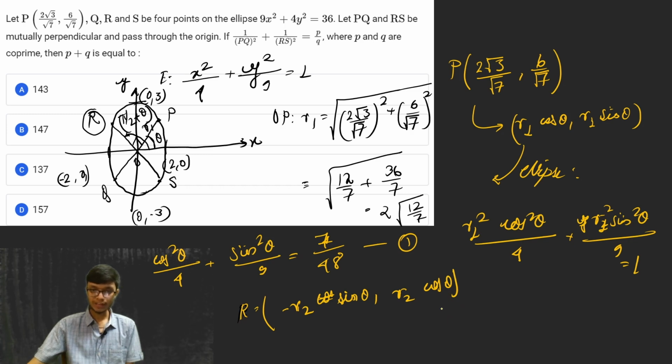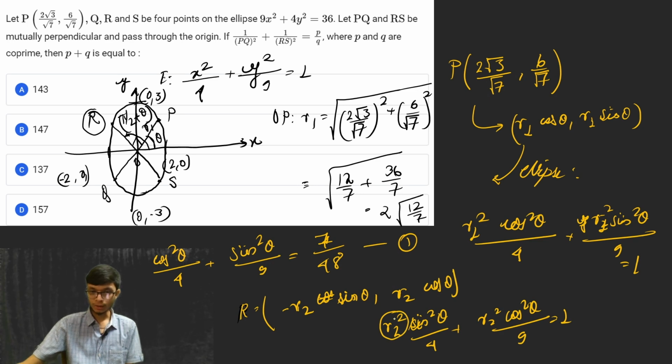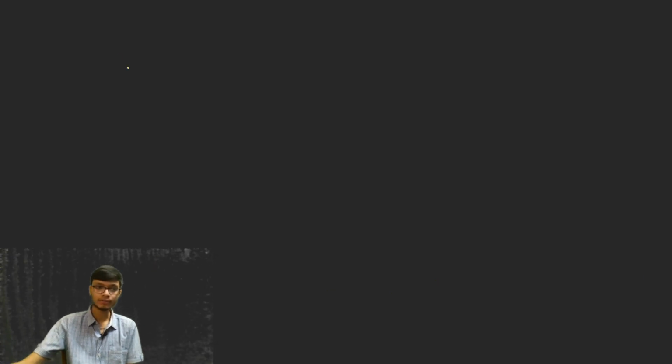And now this also will satisfy the equation of the ellipse. So if this satisfies, that is r2 square sine square theta by 4 plus r2 square cos square theta by 9 is equal to 1. All right, so from these two equations, what I can also do is take this r2 as common and write this over here. Now since both these values are equal, the first equation and this second equation, I can write this.